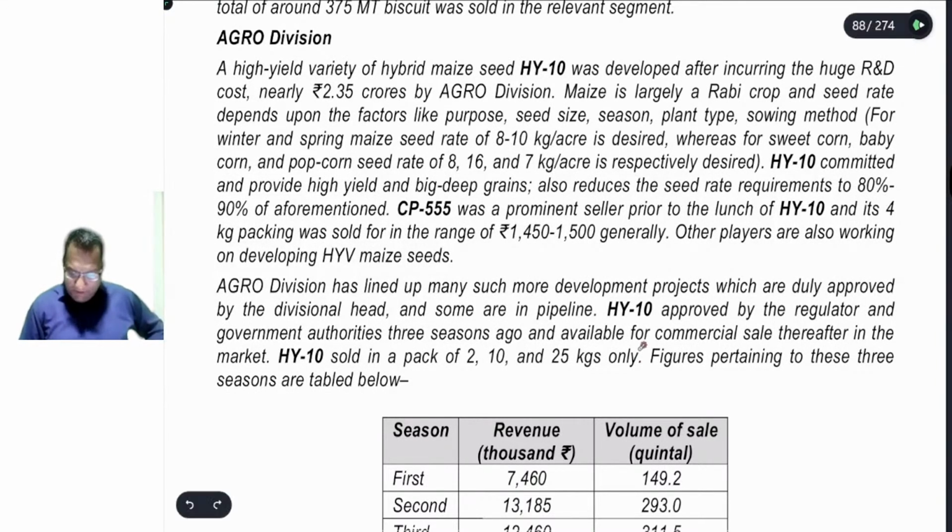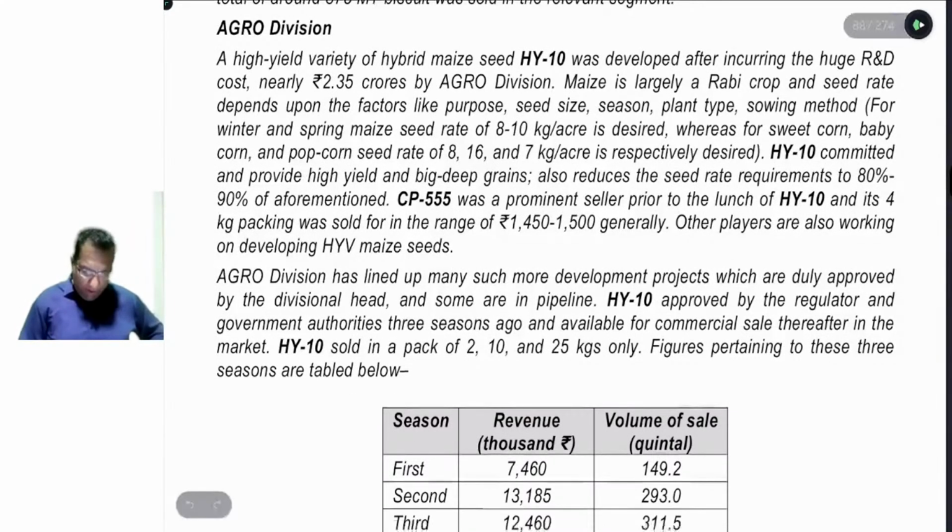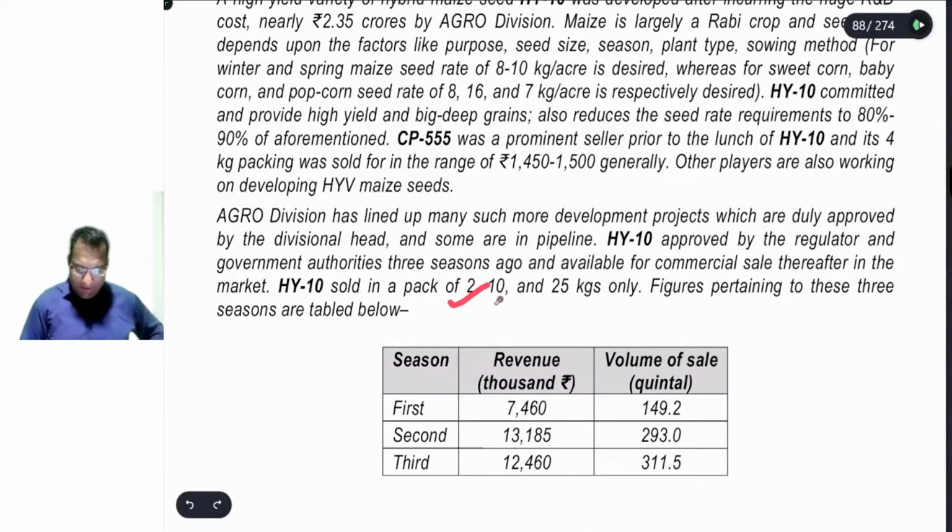Okay. Company approved, HY10 approved by the regulator and government authority 3 seasons ago and available for commercial sale thereafter in the market. Already we have launched this product 3 seasons ago. हमारा जो प्रोडक्ट है वो 2 kg, 10 kg और 25 kg के लॉट में बेचा जाता है. Figures pertaining to this 3 season are as follows.